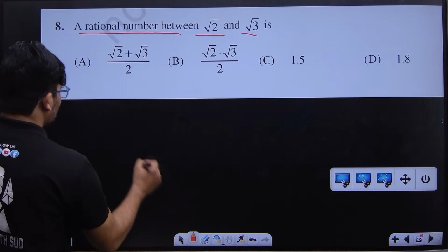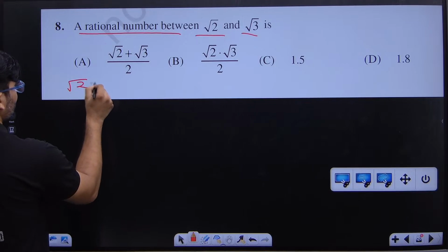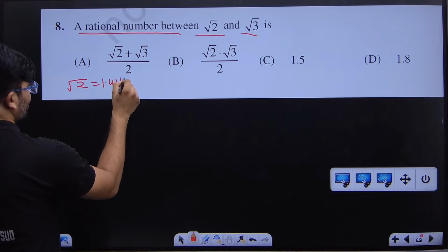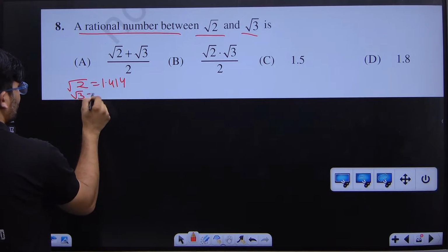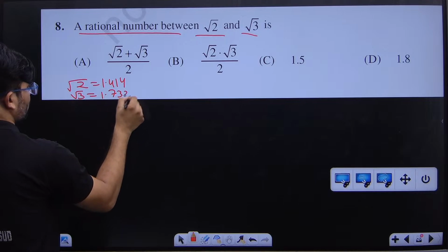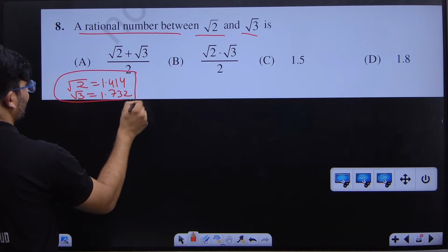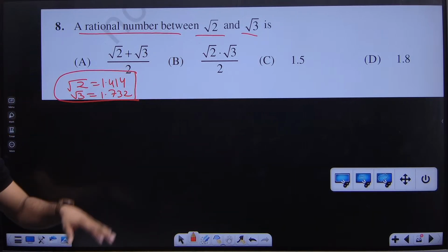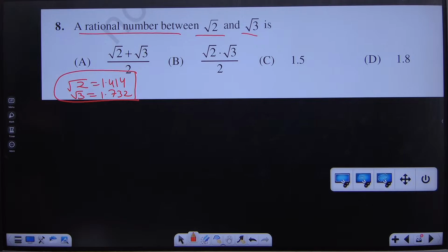See, some values you must also remember. Root 2 is 1.414, an approximate value you should remember. Under root 3 is 1.732. So you have to find a number here which is in between both of these two numbers.